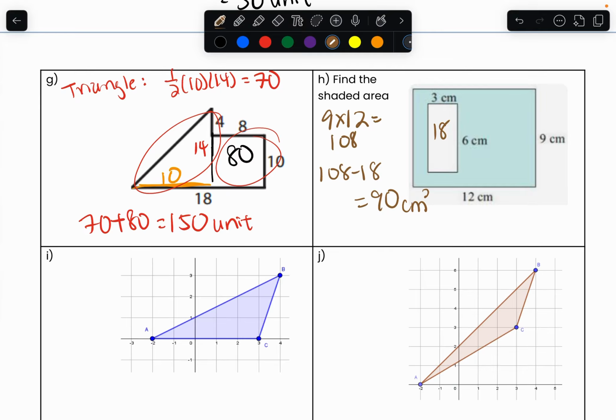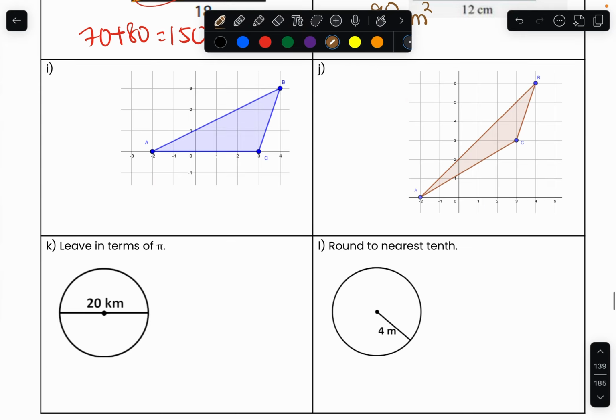Okay? Now let's do a couple more. Now for question I here, it's just a triangle, so base times height divided by 2, or 1/2 times base times height. Well, let me go ahead and first find my base. It's 1, 2, 3, 4, and 5.